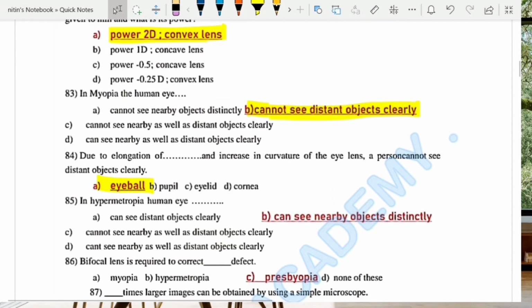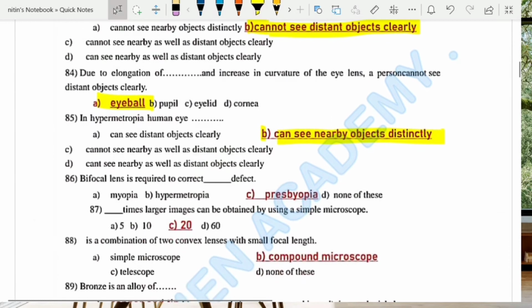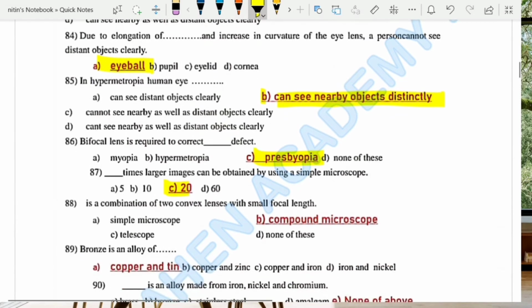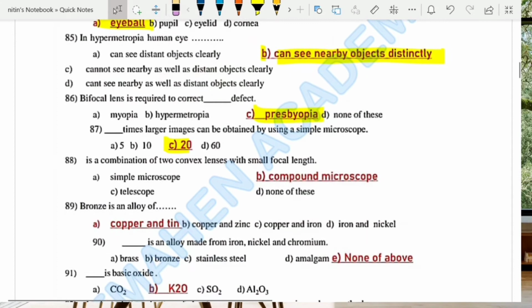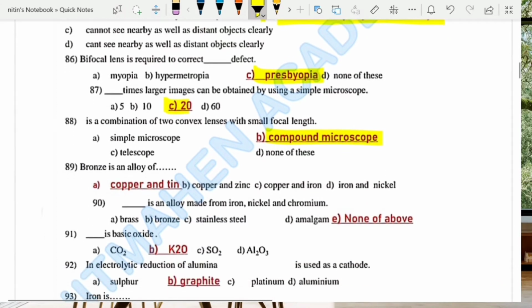Next, in hypermetropia, nearby objects cannot be seen clearly. Next, a bifocal lens is required to correct presbyopia. Dash times, 20 times magnification of image obtained using a simple microscope. In a combination of two convex lenses, the convex lens is used in a compound microscope.